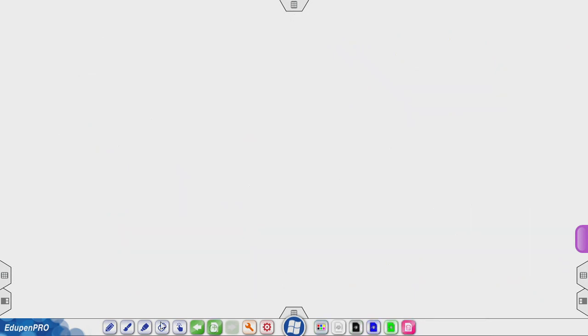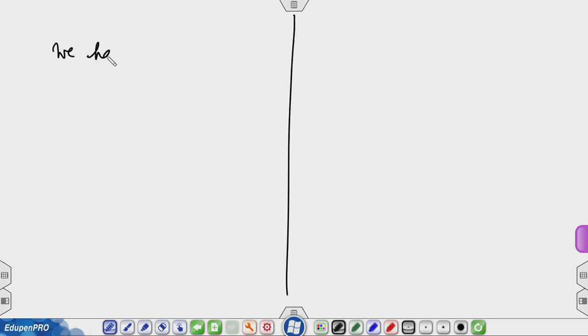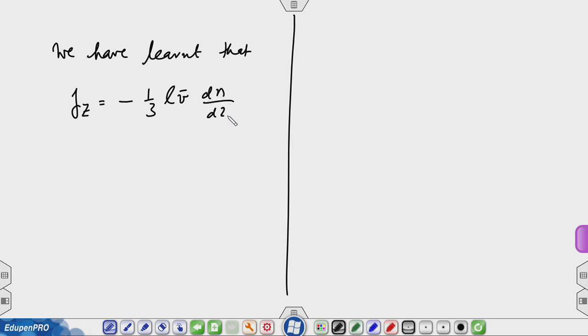So through all this calculation, we've learned that Jz is equal to minus 1/3 L V bar dN dz.